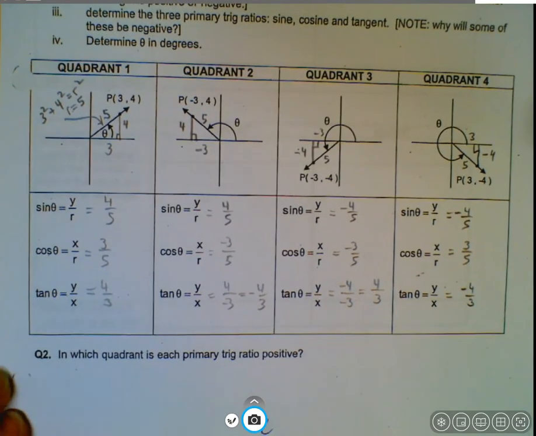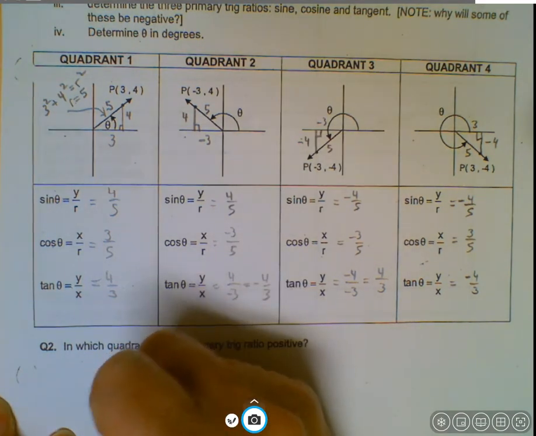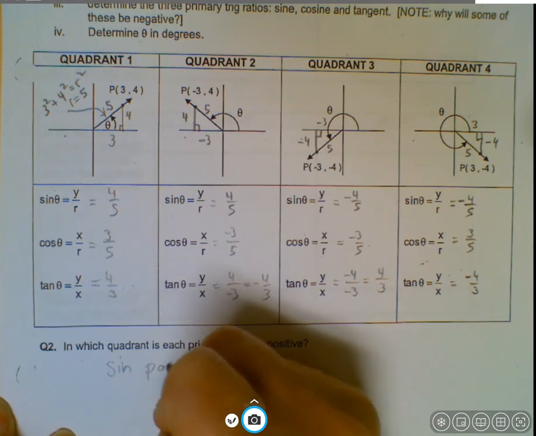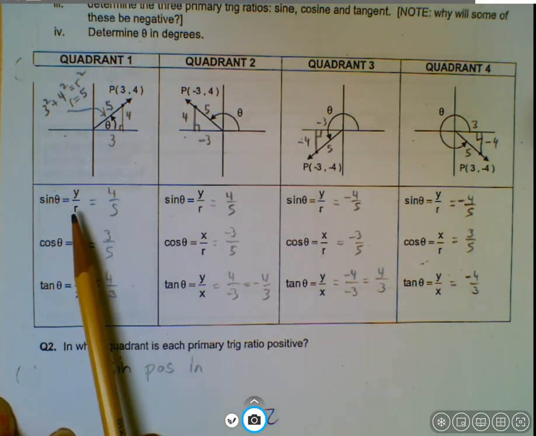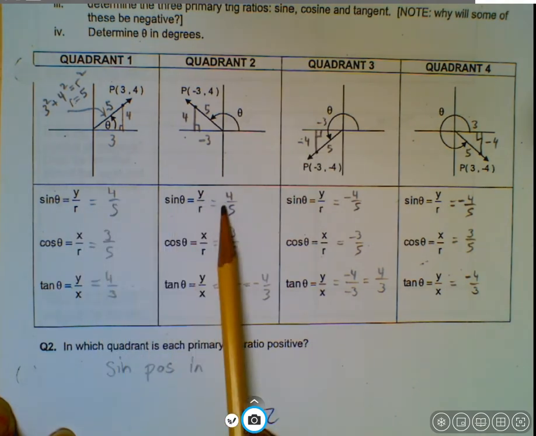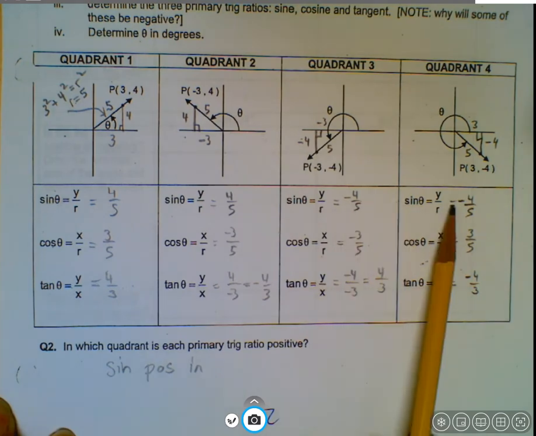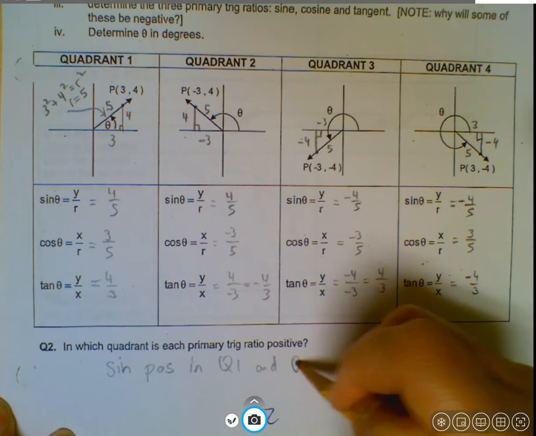All right. Question 2 says, in which quadrant is each primary trig ratio positive? So it's asking for sine, cos, and tan, which quadrants are they positive in? So sine's going to be positive in quadrant 1 and in quadrant 2, not in 3 or 4. So Q1 and Q2.